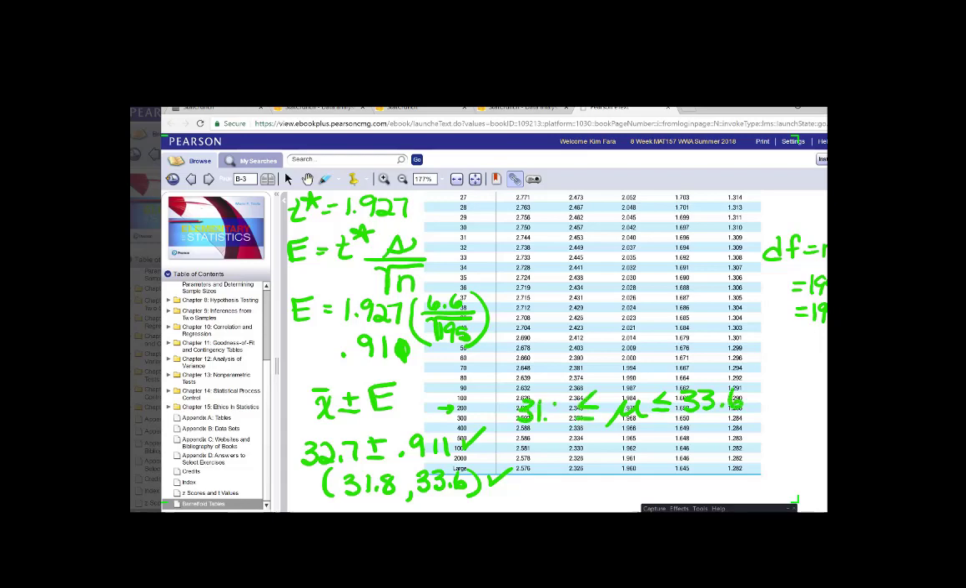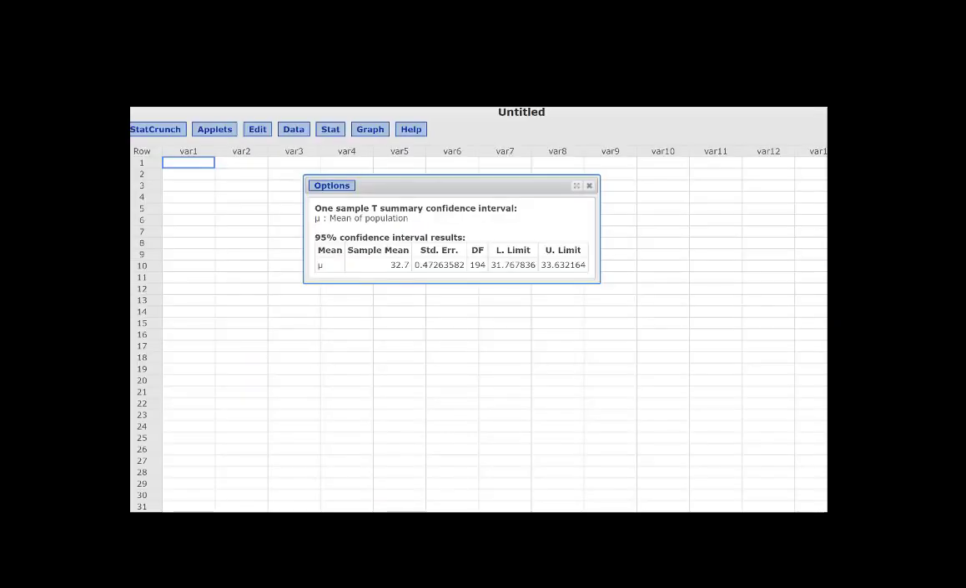limit at the bottom. Now, as you can see, doing it with the table was much more involved. You've got the ability to use StatCrunch. I recommend that you do it. So yes, we did get the same things there. That's good. Does that make sense? Let's look at another one.